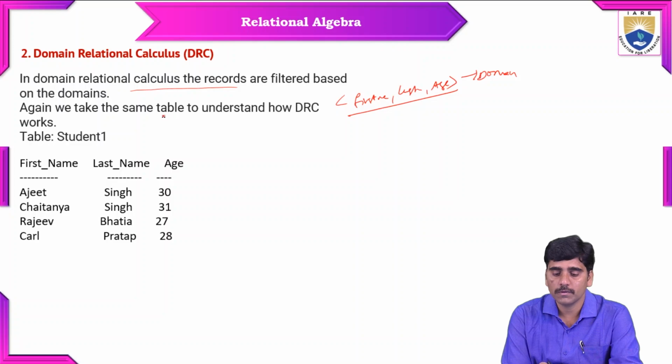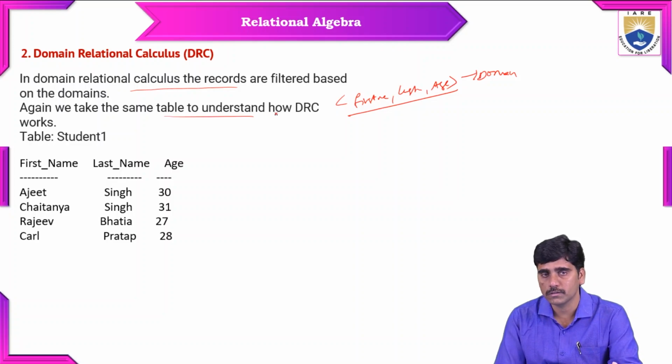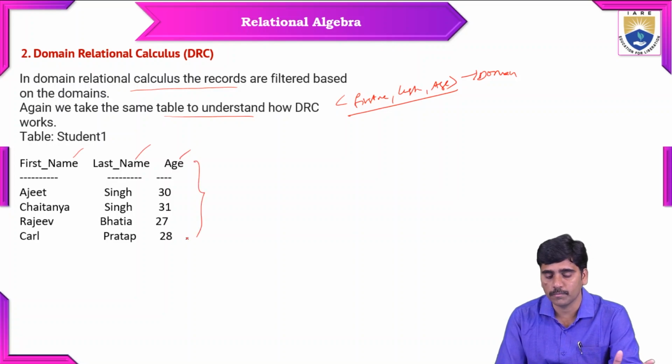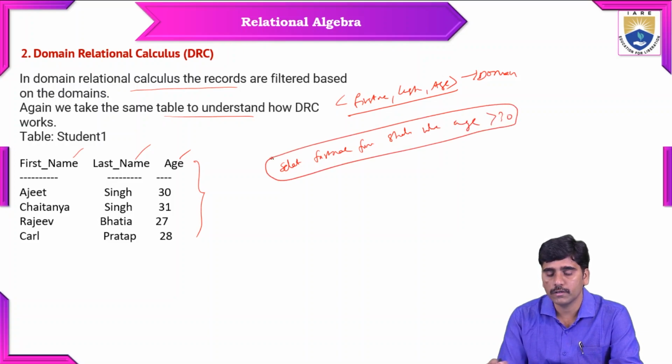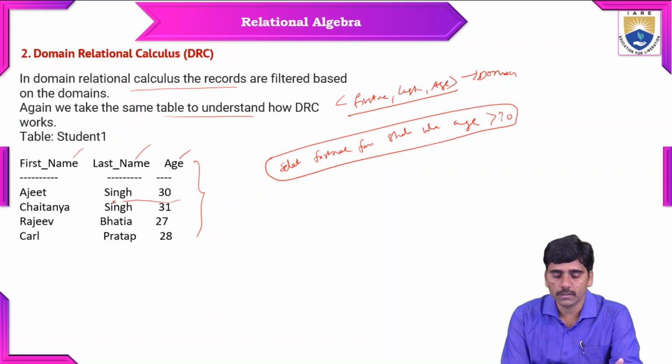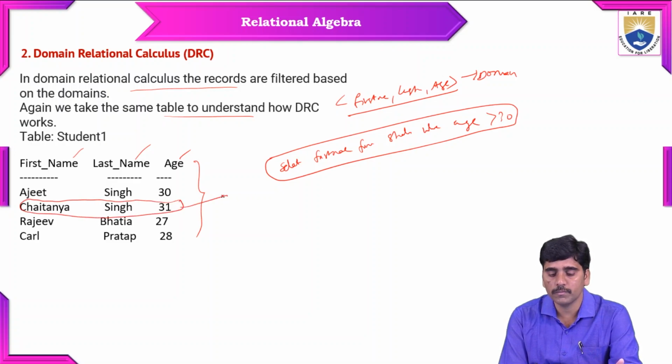So again we take the same table to understand how DRC works: first name, last name, age. We retrieve the data based on the condition. Suppose I want to retrieve what? Select the first name from student where age is greater than 30. This is the query, and I want to retrieve the data based on it. Those having age greater than 30 will be displayed, that is only Chaitanya Singh, 31.